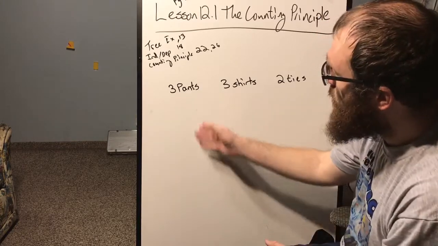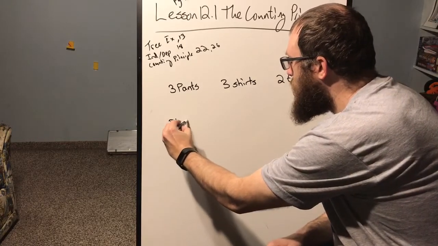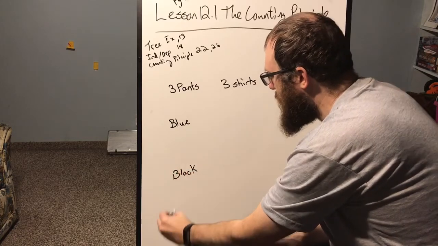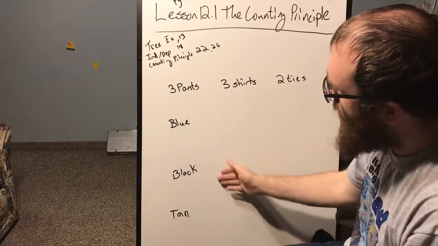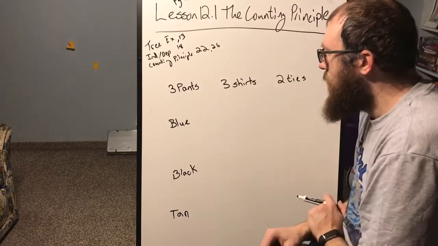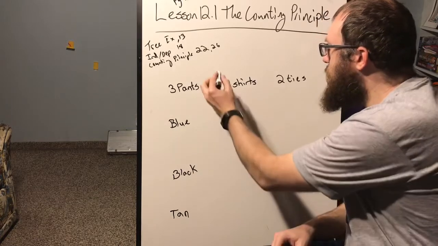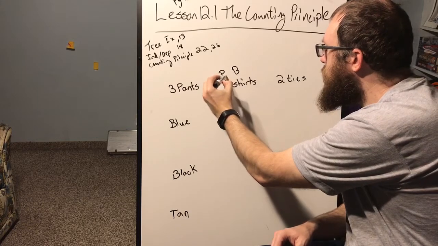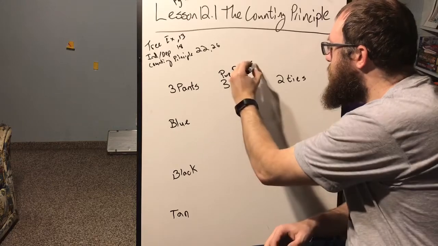So I have 3 clean pairs of pants. Let's say that they are blue and black and tan. So I have blue pants, I have black pants, and I have tan pants. And then I have 3 shirts. Well, let's say that the shirts are purple, blue, and green.